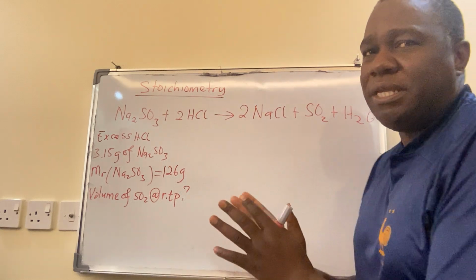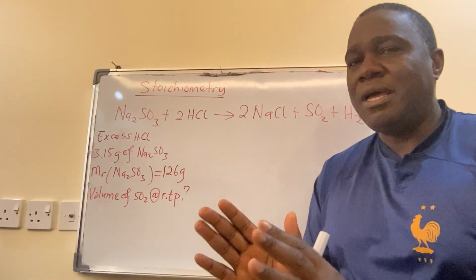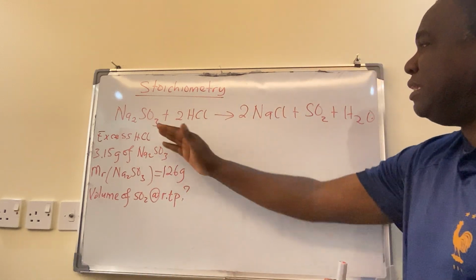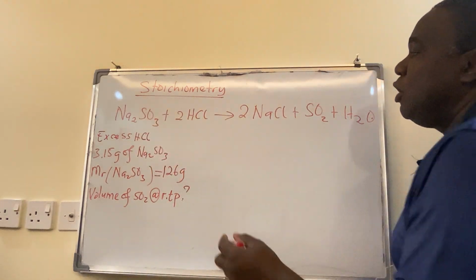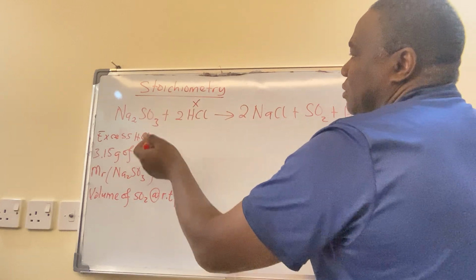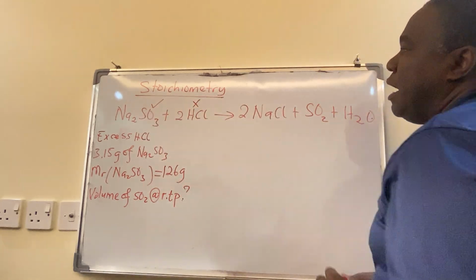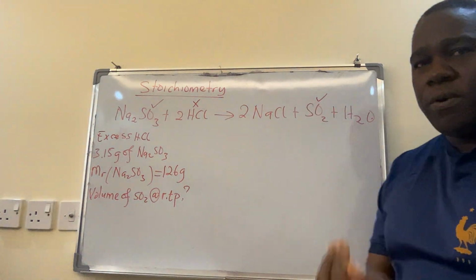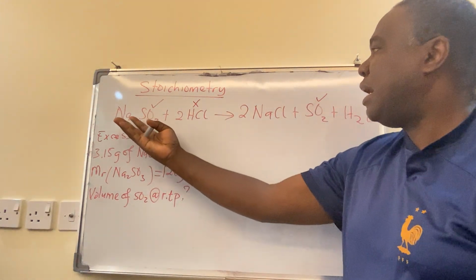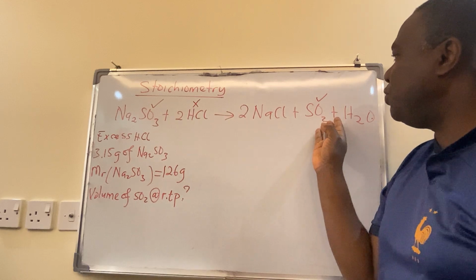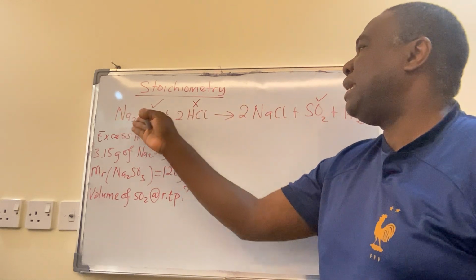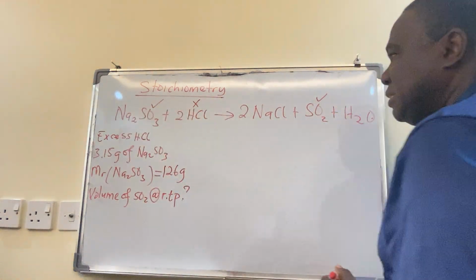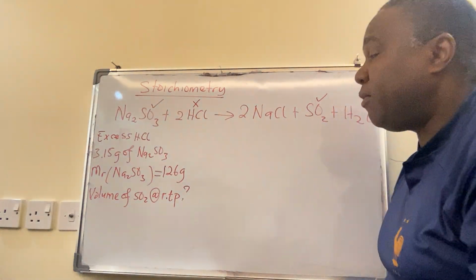So whenever we are doing stoichiometry, we don't concentrate on the excess reagent. We concentrate on the limiting reagent. In this case, HCl is in excess, so we are going to concentrate on our sodium sulfite and sulfur dioxide. We are going to relate how much sulfur dioxide is produced when we use a certain amount of sodium sulfite. This equation is balanced, and because it's balanced, we can use it for calculations.